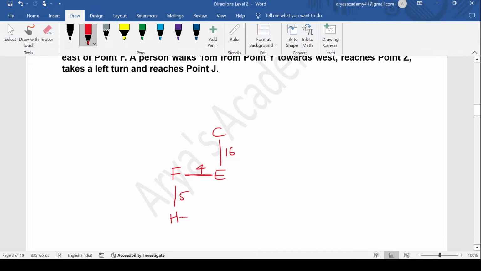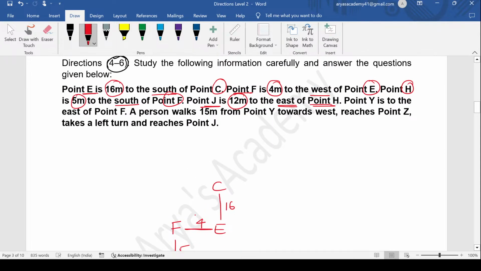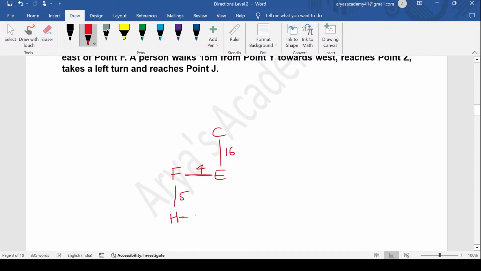So H is actually here, right? From H you have to go for 12 meters. So if you look at this distance, actually it is 4. You have to move further for 8 meters. Then only it becomes 12, right? So from H, if you move for 12 meters, you will have another point over here, which is named J.